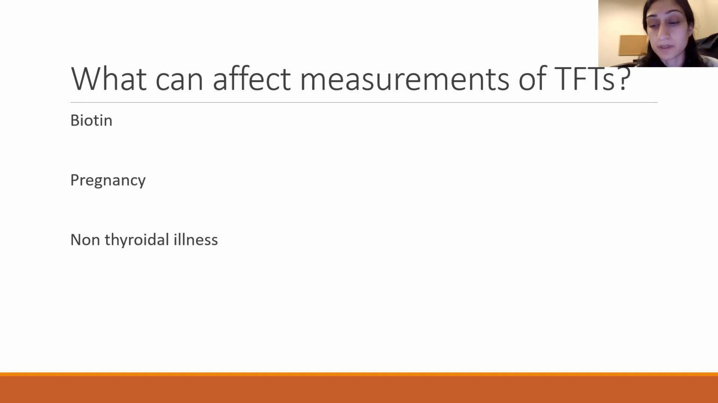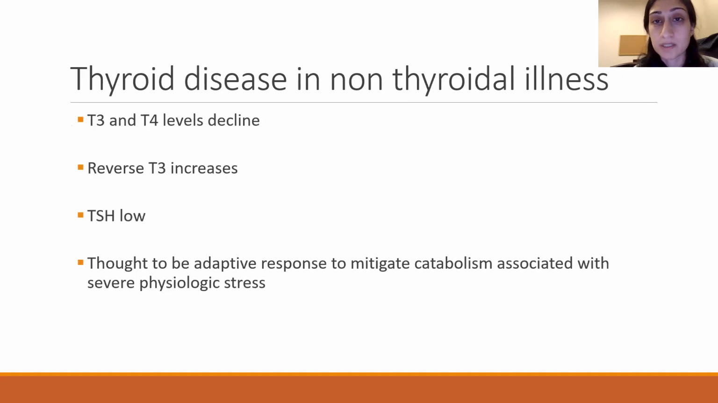And then non-thyroidal illness. Basically, your thyroid labs may be affected in critical illness. This is the body's adaptive response to mitigate catabolism in severe physiologic stress. So it's sort of a normal response. But even if the thyroid labs are off, it doesn't mean they actually need any sort of treatment. In non-thyroidal illness, you typically see a decrease in all the labs, so low TSH, low T4, and low T3. And again, the body is sort of shutting itself down to mitigate that catabolism that can happen.